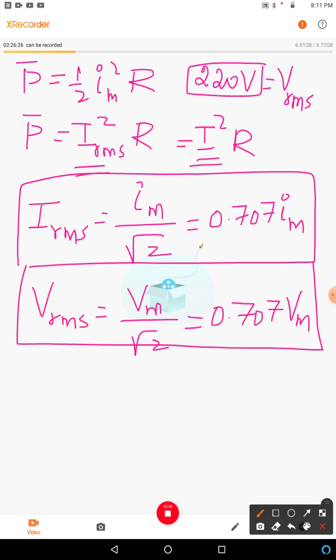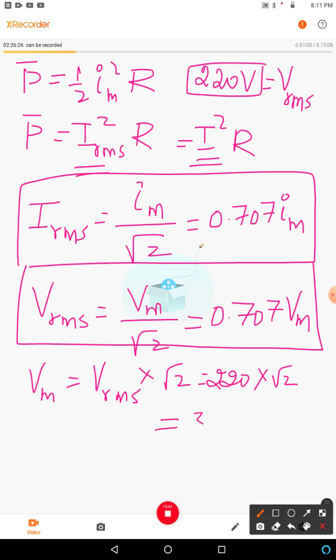So what is the V maximum? From this formula, V maximum is equal to VRMS into root 2. The voltage at home is 220 volt into root 2. If you multiply 220 by root 2, that will be equal to some 311 volt. The maximum value of the home voltage is 311 volt. The RMS value is 220 volt.